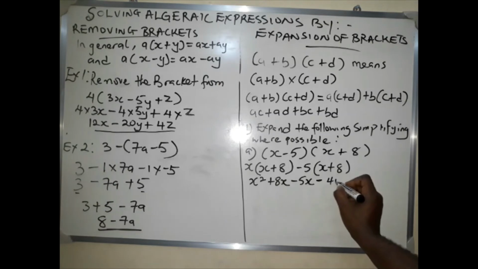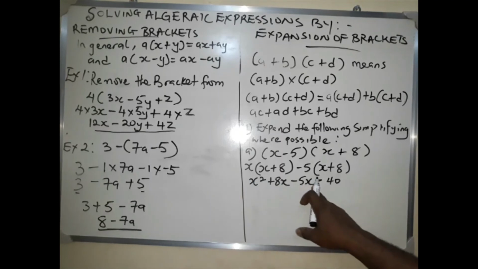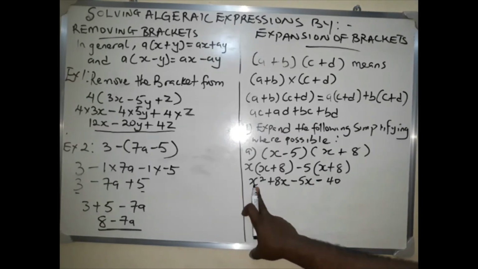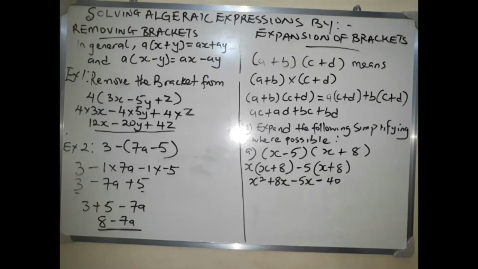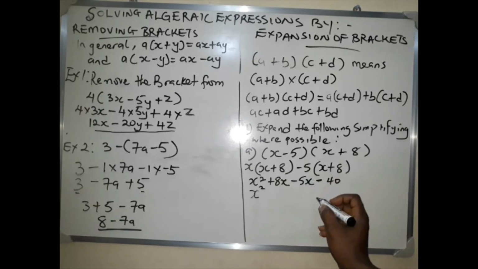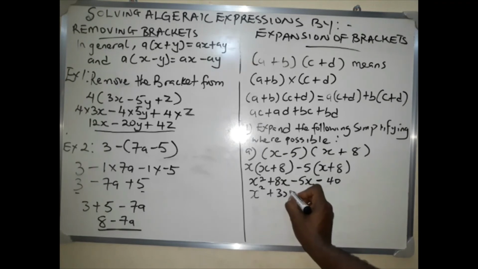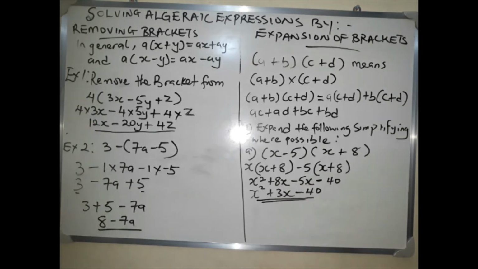minus 40. So you've gotten an expression now with different kinds of terms. This 40 doesn't have an x, so it's not a similar term with this one. These ones are also not similar, because this x has a power of 2, while this one has a singular power. So the ones that are like terms, you combine them together. Here we can only see that 8x minus 5x are like terms. So we say plus 8x minus 5x, that will give us plus 3x and minus 40. So that will now be your final answer.